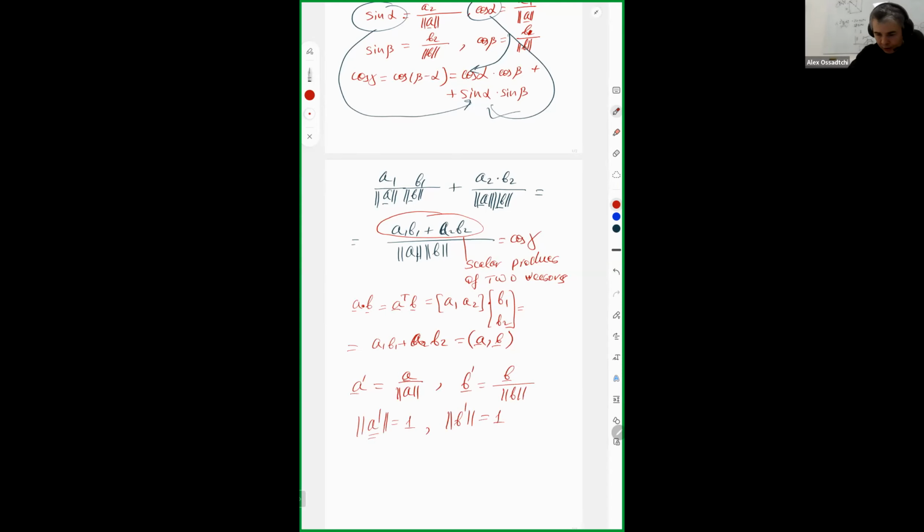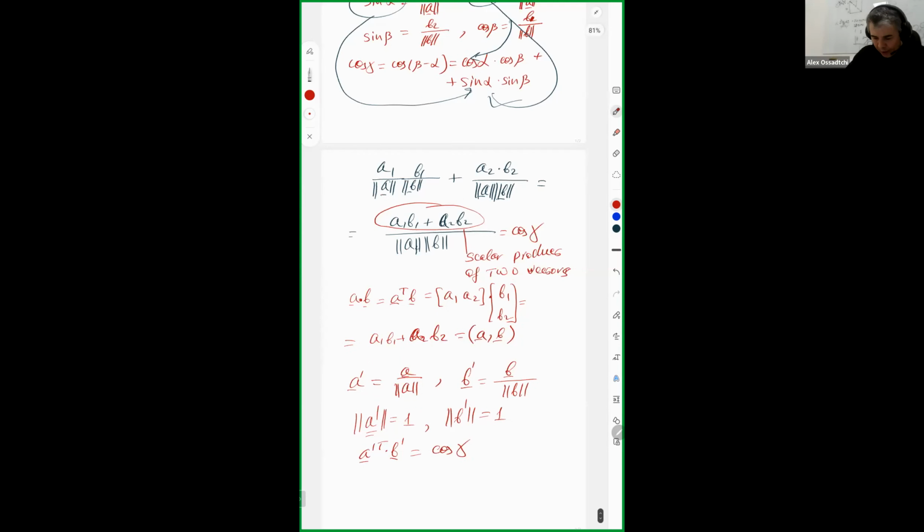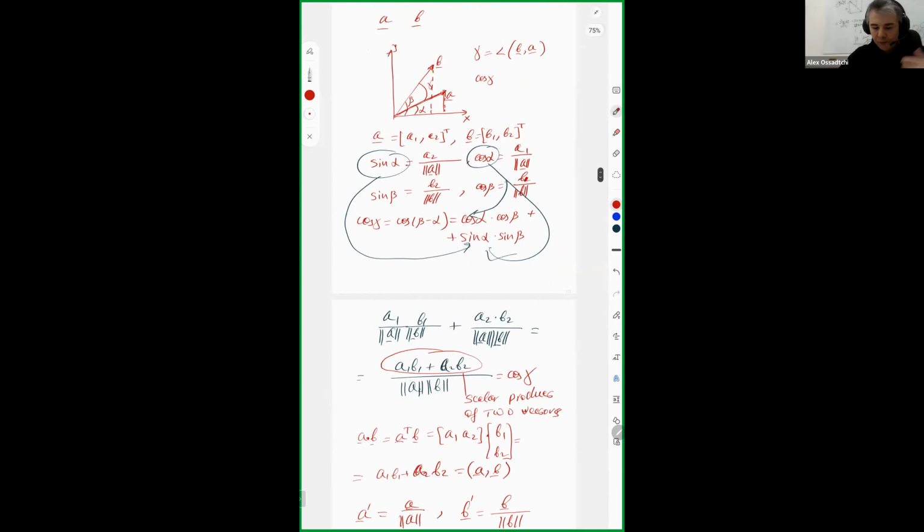Therefore the denominator of this whole thing becomes 1, and therefore the scalar product of the two vectors, a prime transpose times b prime, by itself without the normalization, will be equal to the cosine of gamma. So this cosine of gamma, or scalar product in other words, gives you access to the similarity of these two vectors, because similarity of vectors, if we ignore the amplitude, lies in the similarity of the directions these two vectors are pointing at.